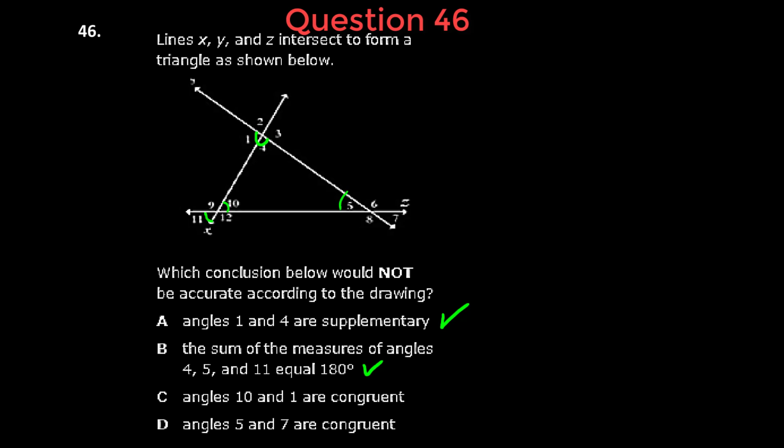Angles 10 and 1 are congruent. We don't have any evidence for that. They look like they're alternate interior angles, but the lines are not parallel to each other, so this is not going to be accurate. But let's check with answer choice D. 5 and 7 are congruent. 5 and 7 are vertical angles and they are indeed congruent, so that is also true. So our correct answer is C.